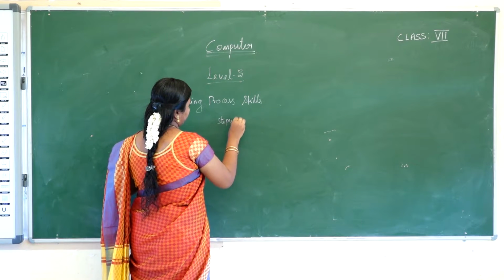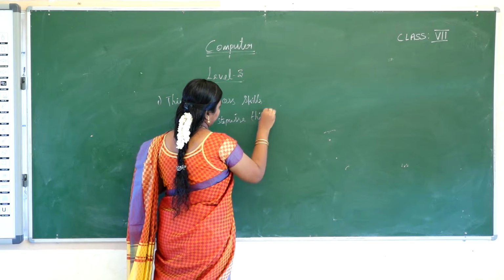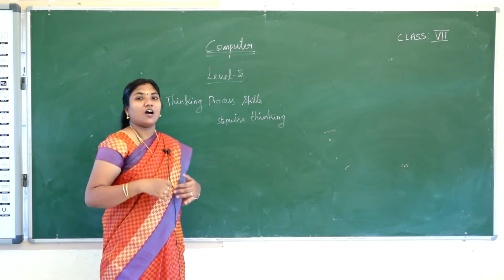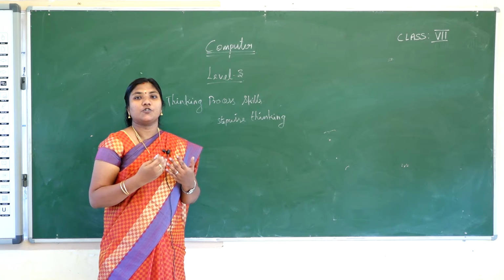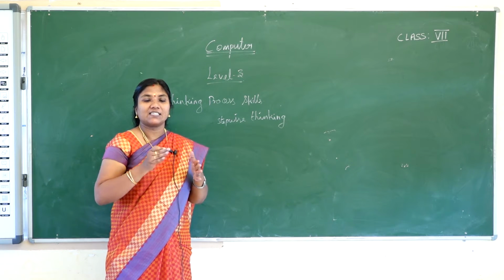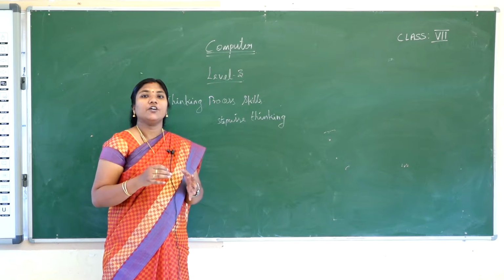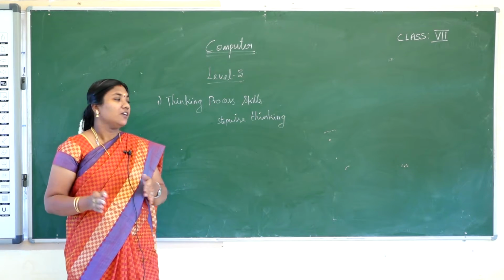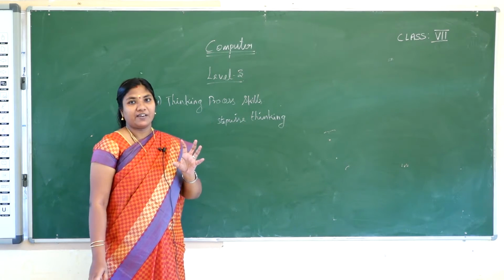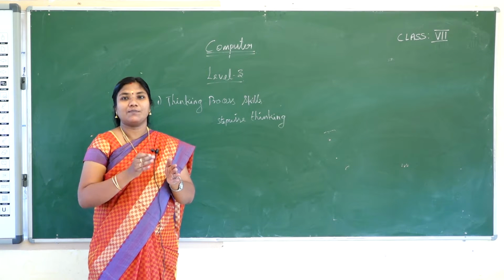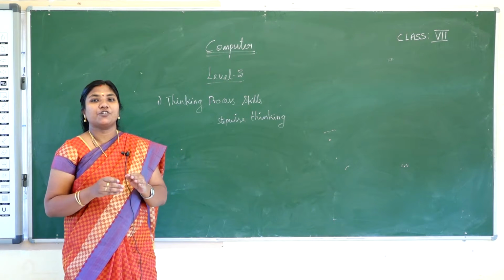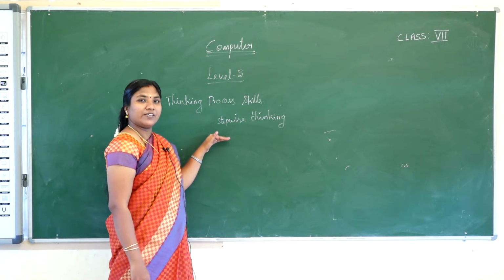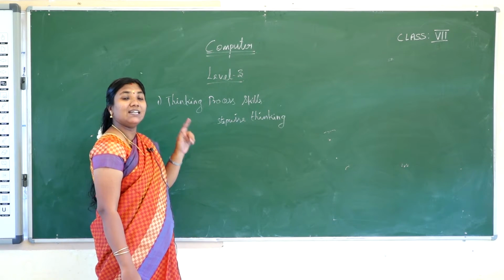Stepwise thinking. Stepwise thinking means, if you are asked to frame a program or to do a task, then you should split the task into 2 or 3 modules and finish the task by completing the separate tasks. So in stepwise thinking, if you are given a task, you should split it into small modules, finish each module, and finally finish the overall task. That is the stepwise thinking given under the thinking process skill in level 3.